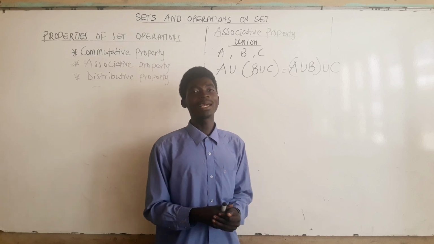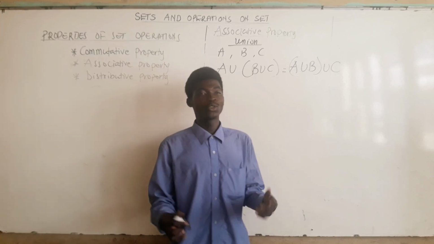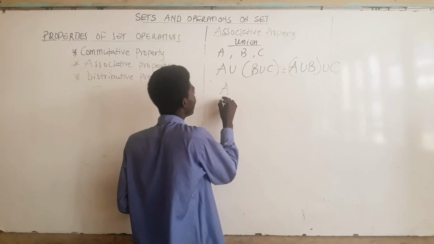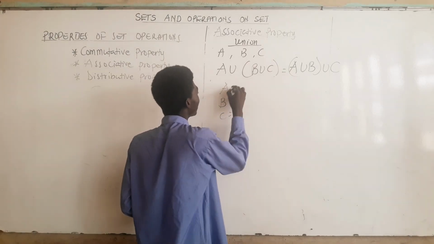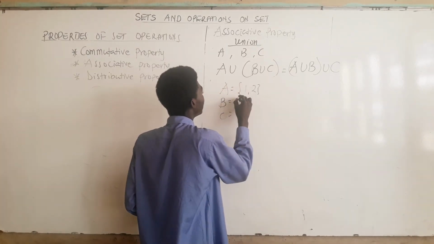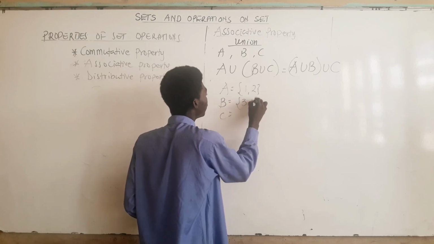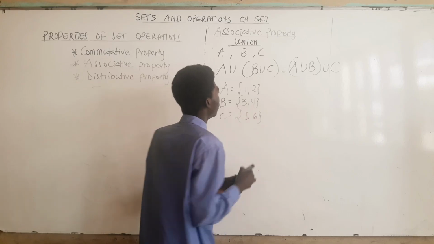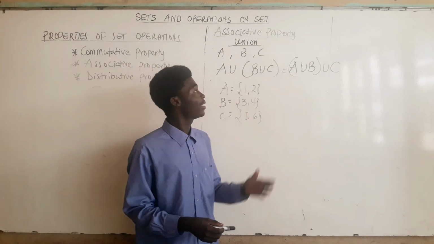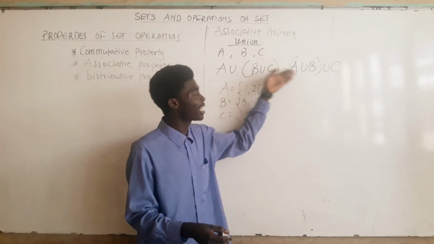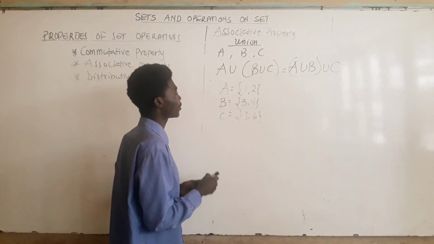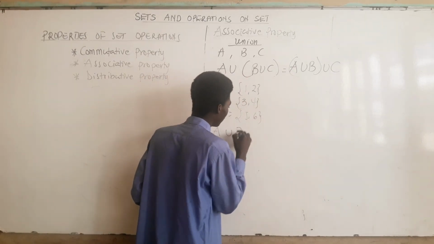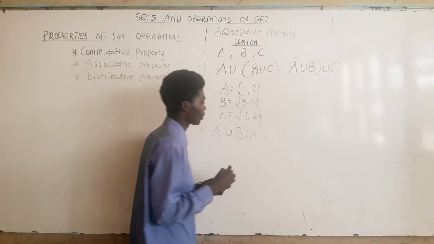So now let's take an example. Let's say we have set A, B, and C. Set A contains 1 and 2, set B contains 3 and 4, set C contains 5 and 6. Let's see if the result we are going to get for this will be the same as this. So let's begin with the first one, A union (B union C).